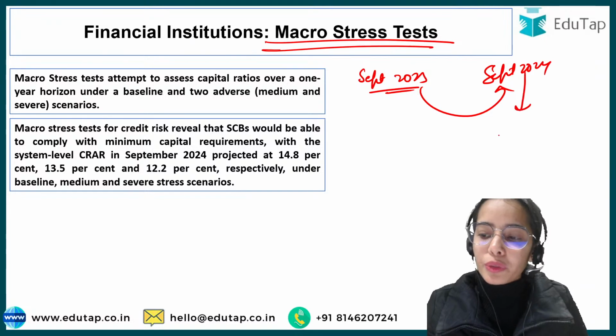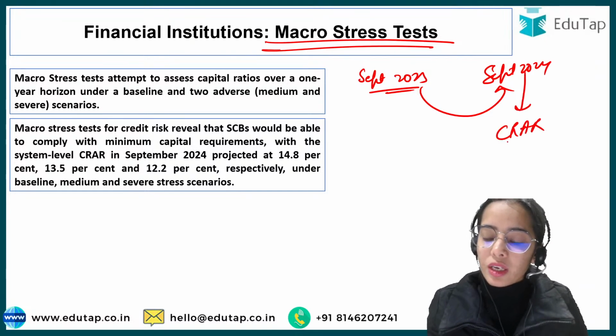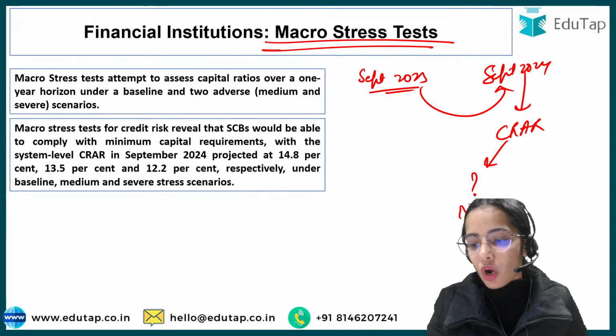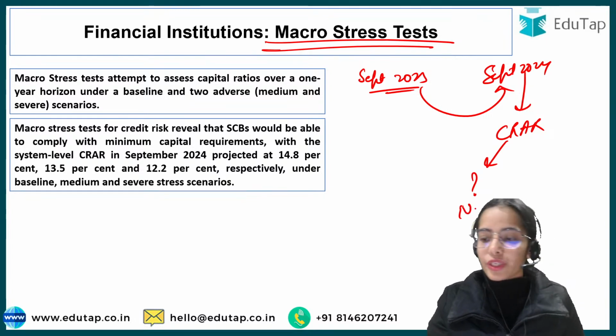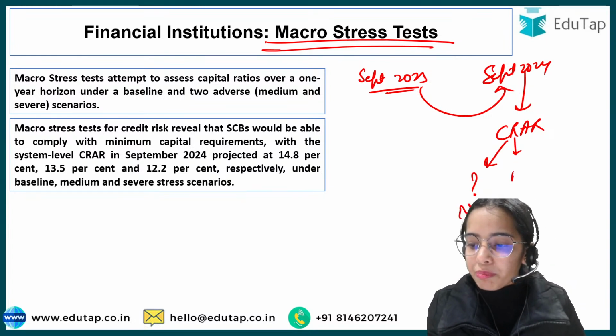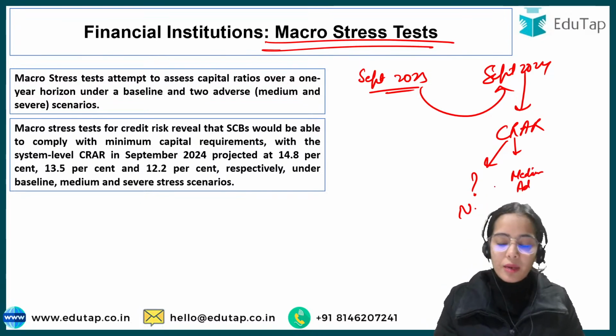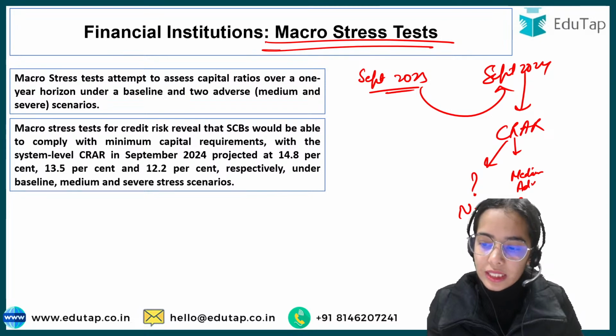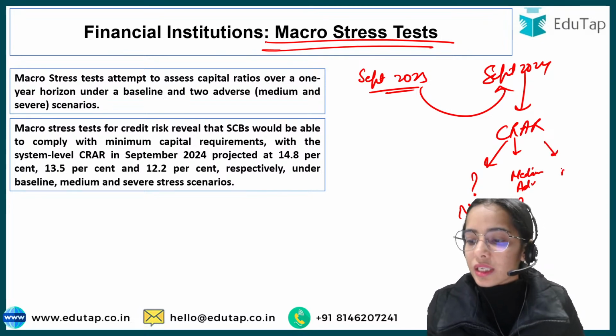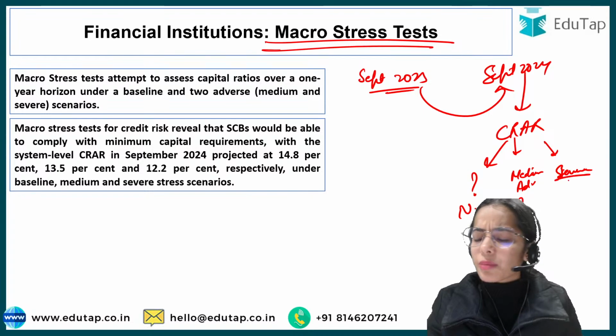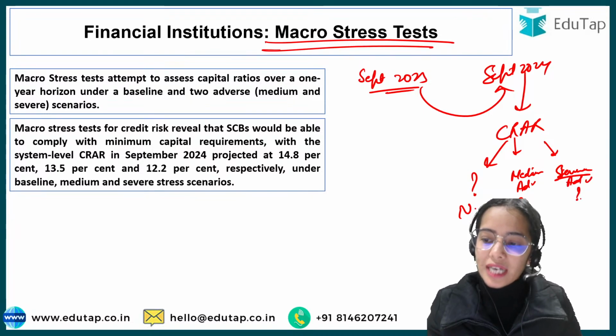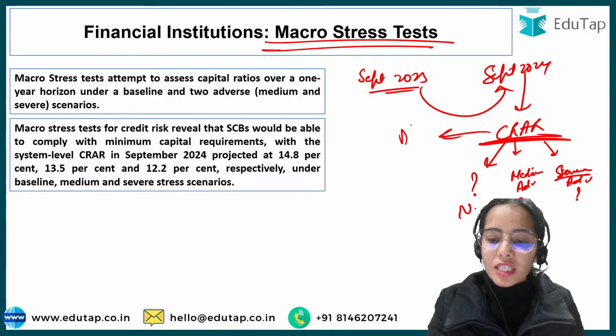That in September 2024, the CRAR will be what percentage in the normal scenario, if the normal scenario continues, in the medium adverse scenario, if any kind of turbulence comes. So in the adverse scenario, what will be the CRAR? And then in the severe adverse scenario, that something very bad has happened. In that scenario, what will be the CRAR that the banks will be keeping?